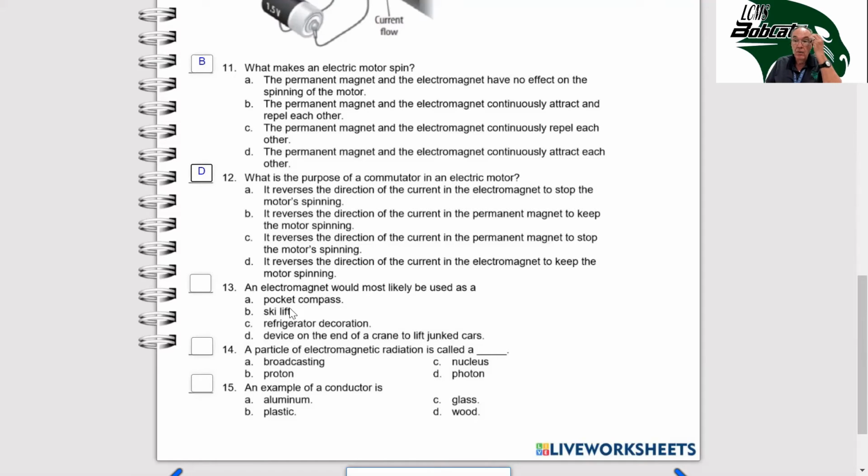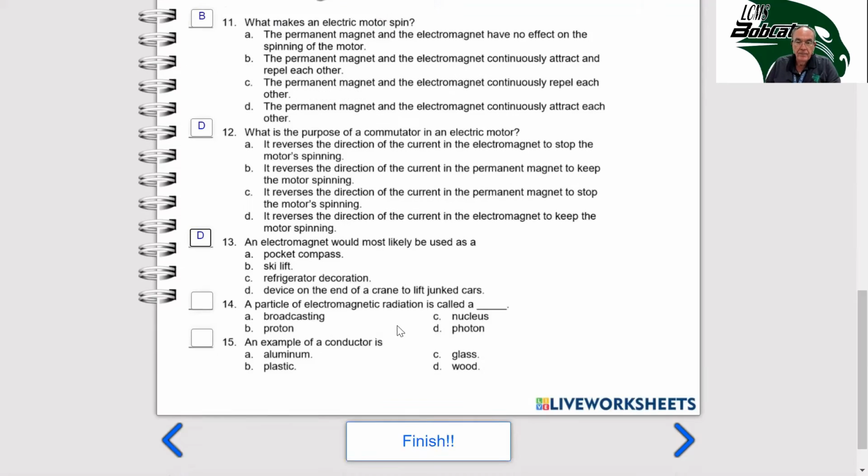Ski lift, it has a wheel that turns in a motor. A refrigerator decoration. The device on the end of a crane to lift junk cars. Yes, because you could turn the magnet on, run the electricity through it, pick up the car, move the car, turn the electricity off, and then drop the car.